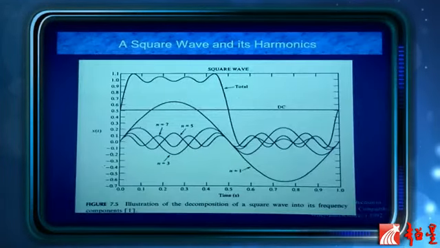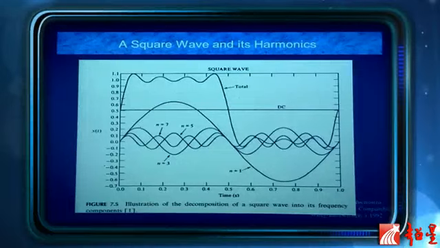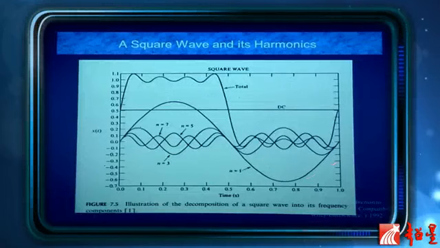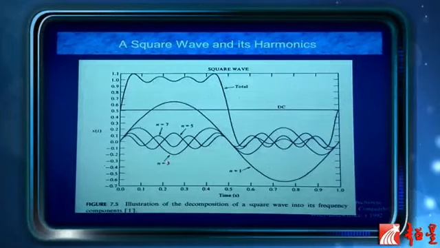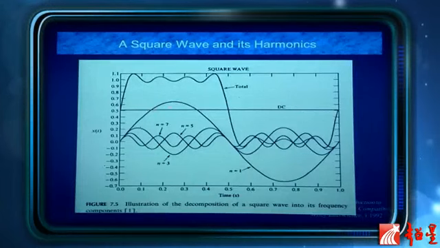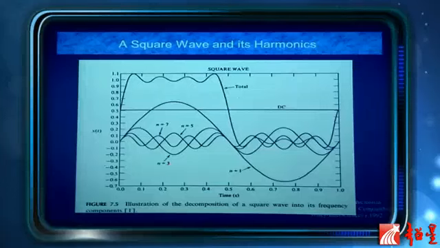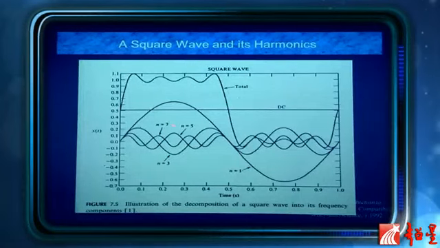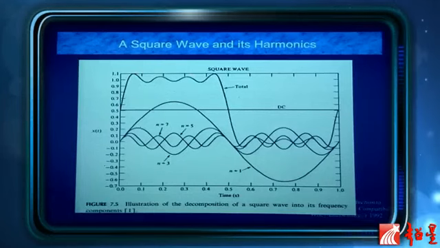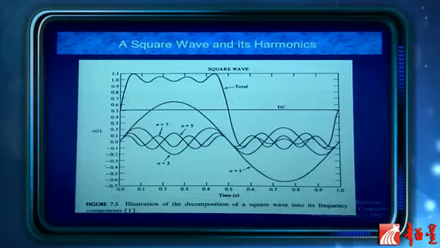All right, and this is the illustration of how you can use sinusoidal signals to represent a square wave. Actually, we only used four sinusoidal signals: the fundamental frequency, the third harmonic, the fifth harmonic, and the seventh harmonic, and we can represent a pretty good square wave. Okay. All right.